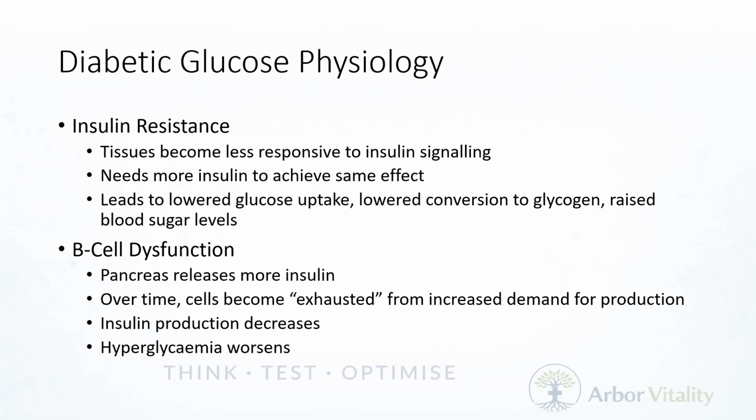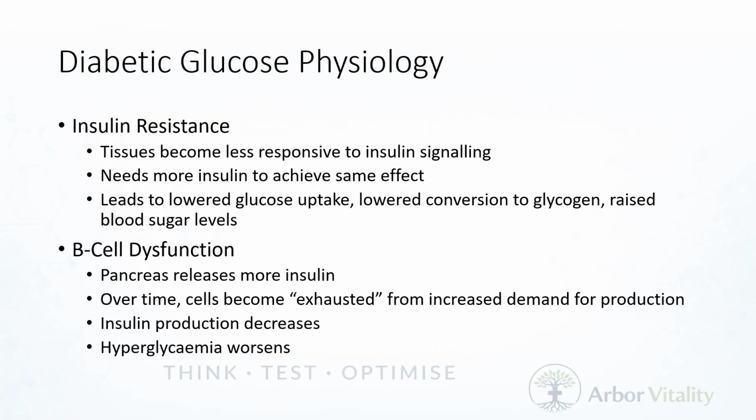Because of the chronically high insulin level, your tissues become less responsive to the insulin signaling, which needs more insulin to achieve the same effect. So more insulin needing the same effect leads to lowered glucose uptake, lowered conversion to glycogen, so less gets used and less gets stored, and that raises your constantly circulating blood sugar levels.